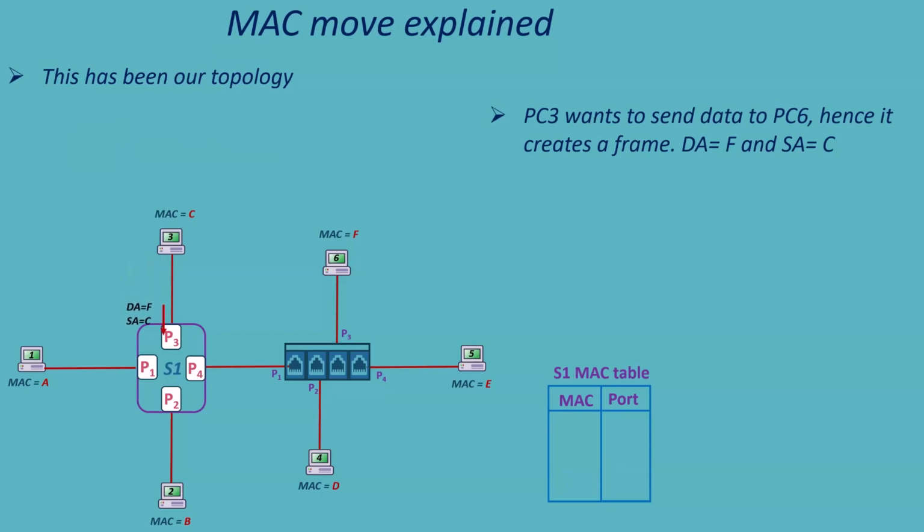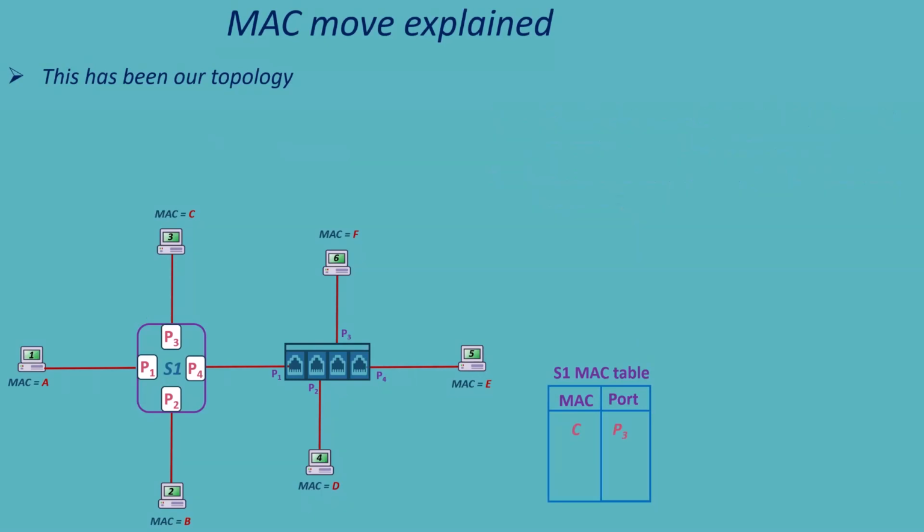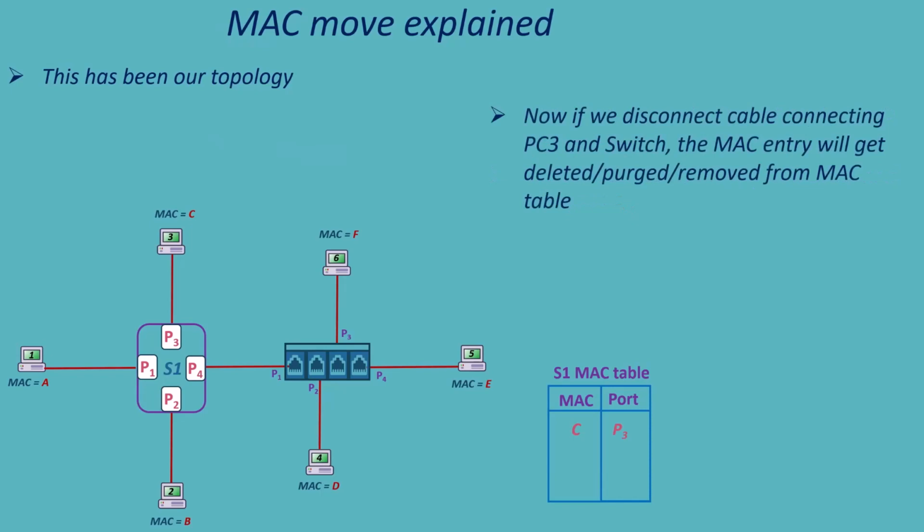Now the switch does its steps for processing the frame. First step, it looks at the source address field, which is C, doesn't find it, and populates the MAC table. So in the MAC table, C is learned on port P3. Next, I'm not going to go to the next step of whether the switch would flood or forward the frame, because we are trying to keep the focus on the concept of MAC move.